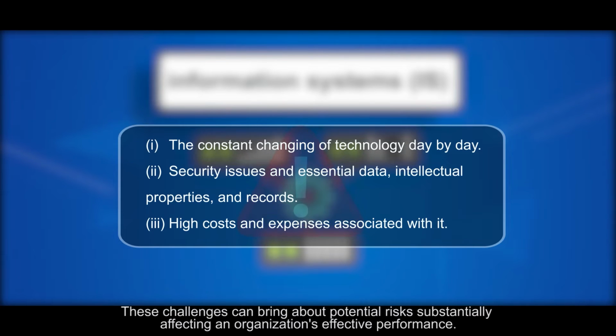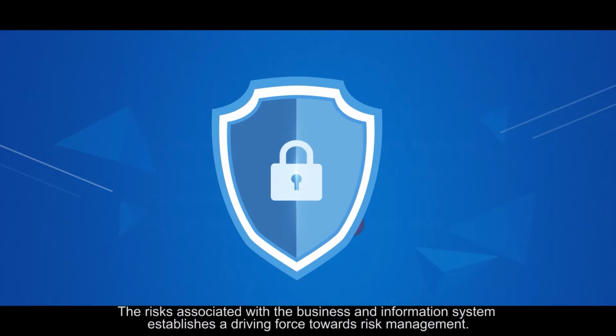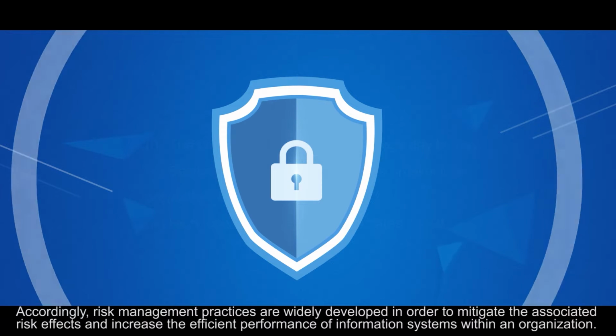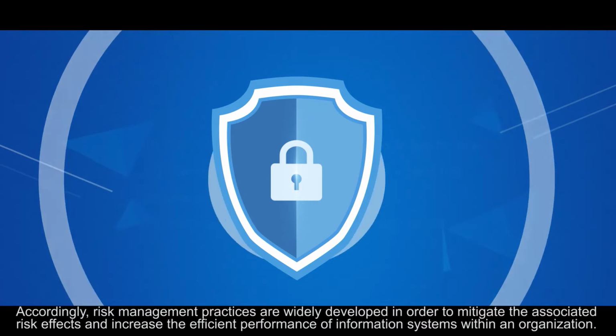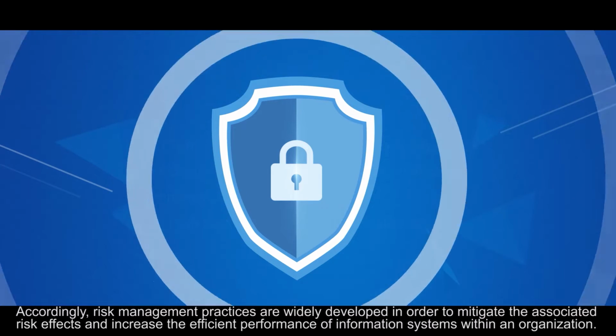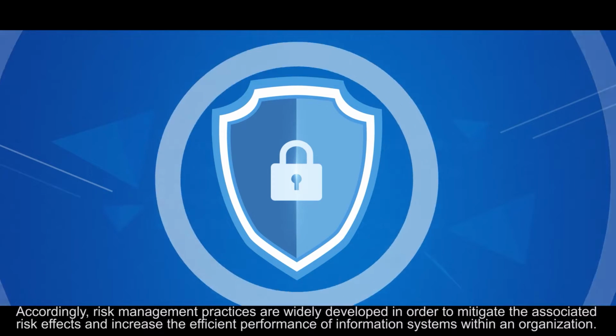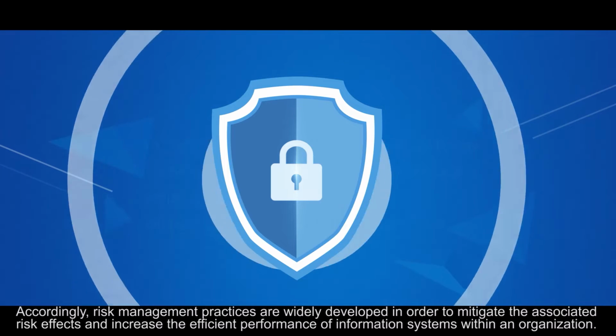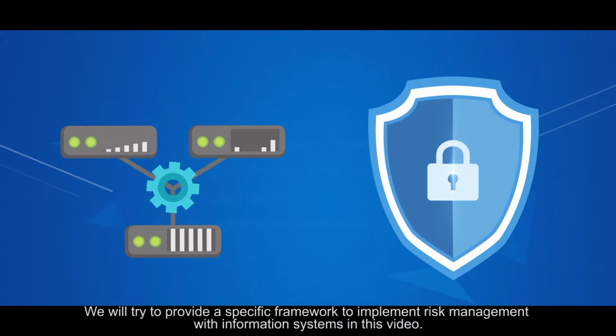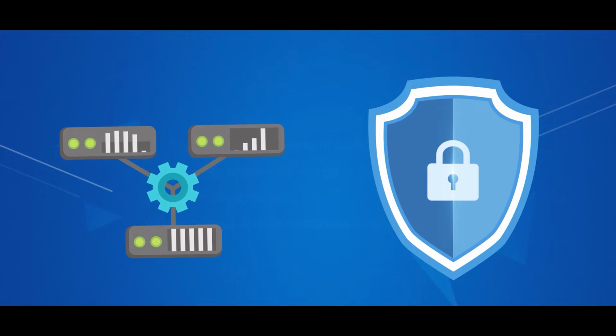These challenges can bring about potential risks substantially affecting an organization's effective performance. The risks associated with the business and information system establish a driving force towards risk management. Accordingly, risk management practices are widely developed in order to mitigate the associated risk effects and increase the efficient performance of information systems within an organization. We will try to provide a specific framework to implement risk management with information systems in this video.